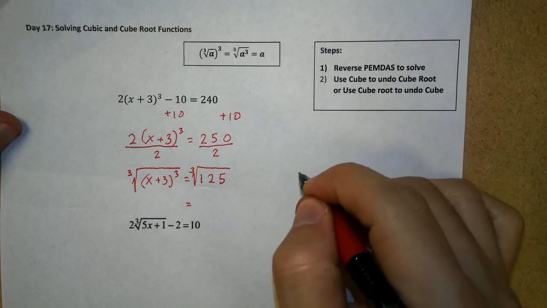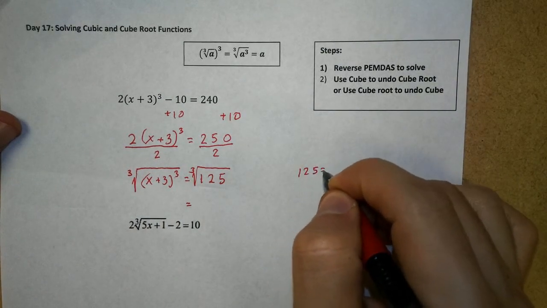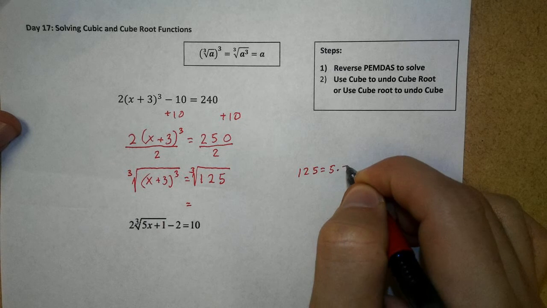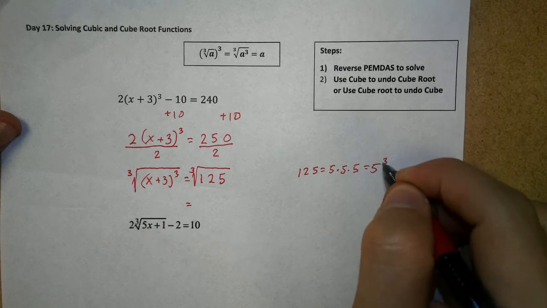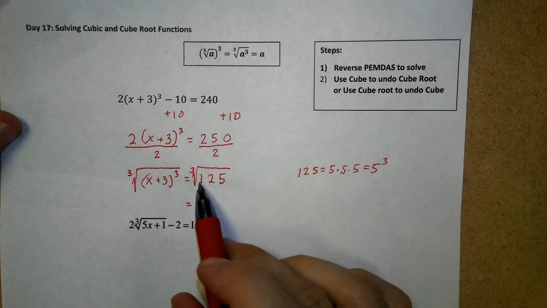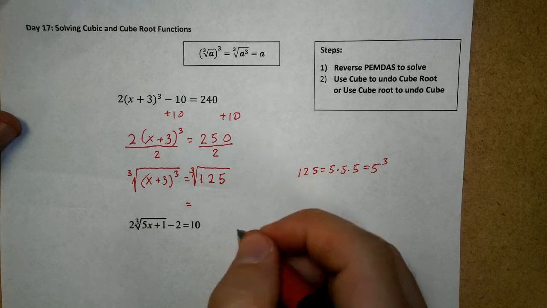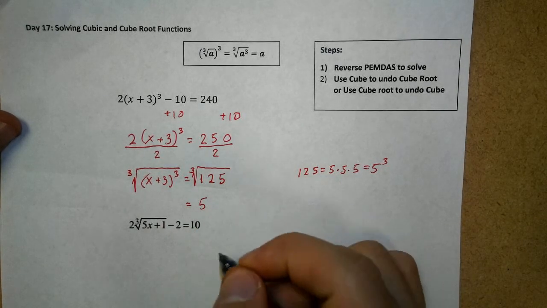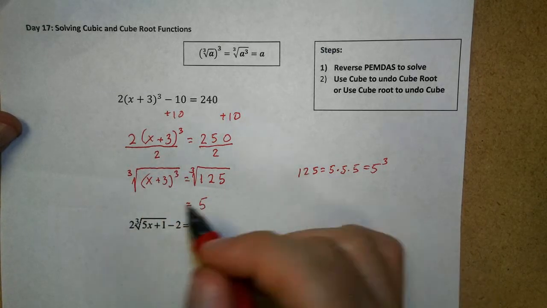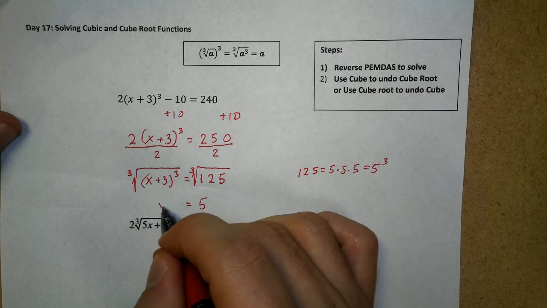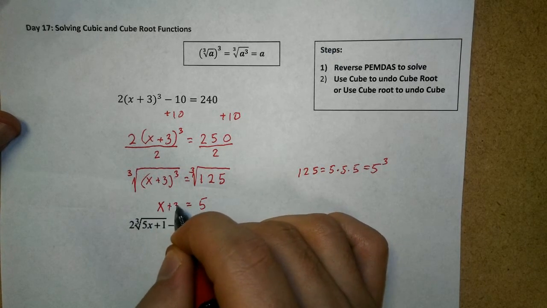Alright, so in case you didn't know, 125 is equal to 5 times 5 times 5, or 5 cubed. So the cube root of 125 is just going to be 5. And the cube root of x plus 3 cubed, well, these will just cancel and give us x plus 3.